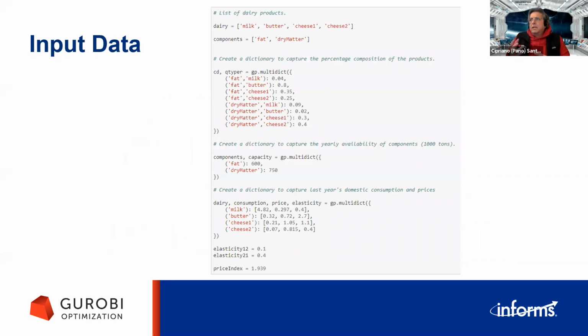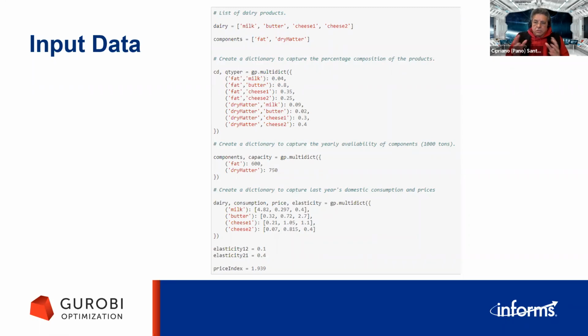So how do you implement the data using Python and the Gurobi Python API? So basically, you define the set of dairy products as a list, and then you will have another list of the raw materials that we are going to call components.